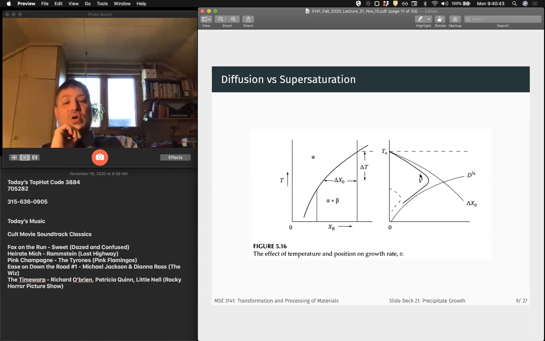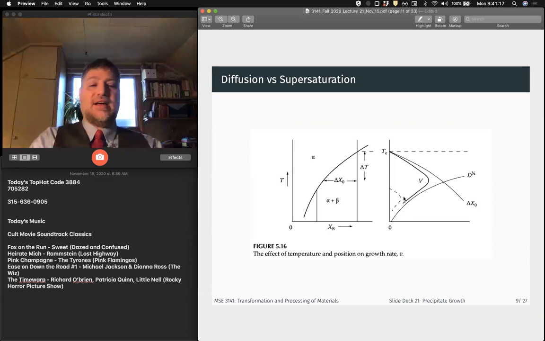So that means there's going to be a maxima in our growth rate. There's going to be some undercooling that gives us a maximal velocity, right? Because we're always going to be bounded between these two curves. So just like nucleation has a maximum velocity as a function of undercooling, so does our growth.